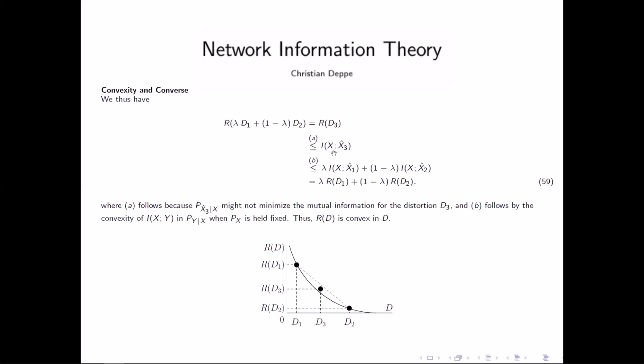Now we use that the mutual information is convex. So we can write the mutual information as lambda times the mutual information between x and x1 hat plus 1 minus lambda the mutual information between x and x2 hat. But this we know is equal to R of D1, and this is equal to R of D2. And that's exactly what we want to have. So we know that R of D is convex in D.